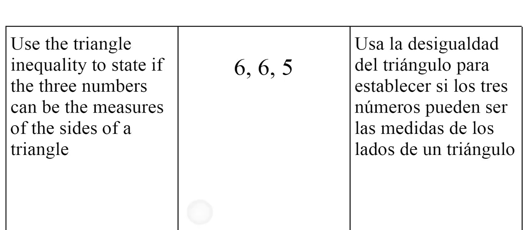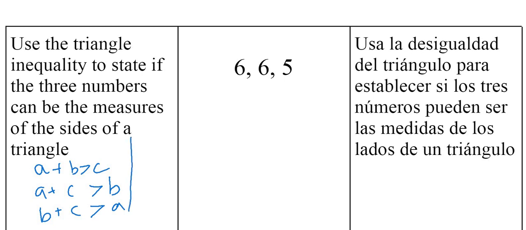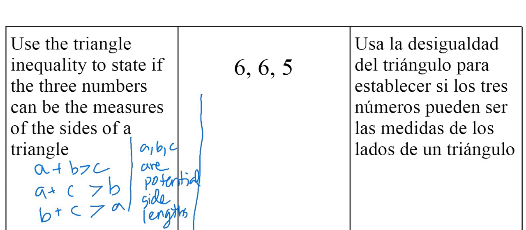Okay, so as a reminder, the triangle inequality is a plus b greater than c, a plus c greater than b, b plus c greater than a. And if all three statements are true, where a, b, and c are potential side lengths, then we've got a triangle, or we've got sides that could come together and make one.